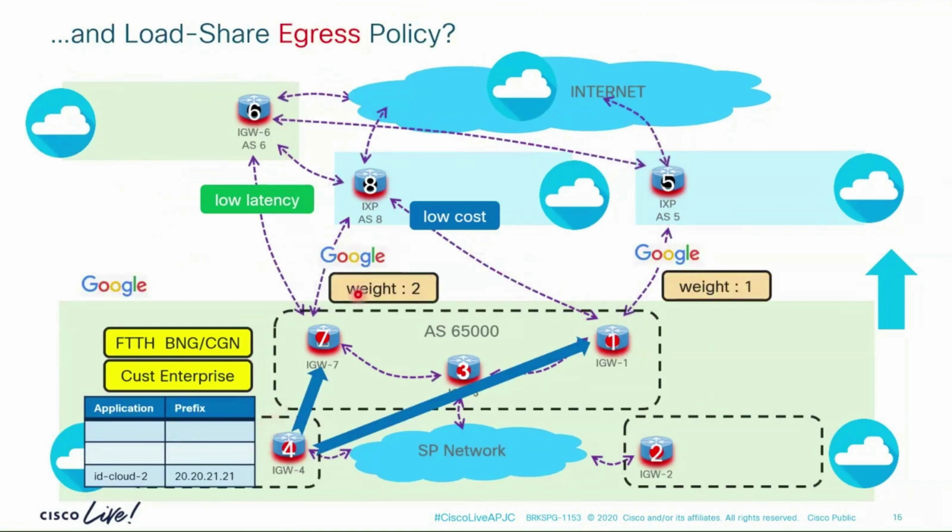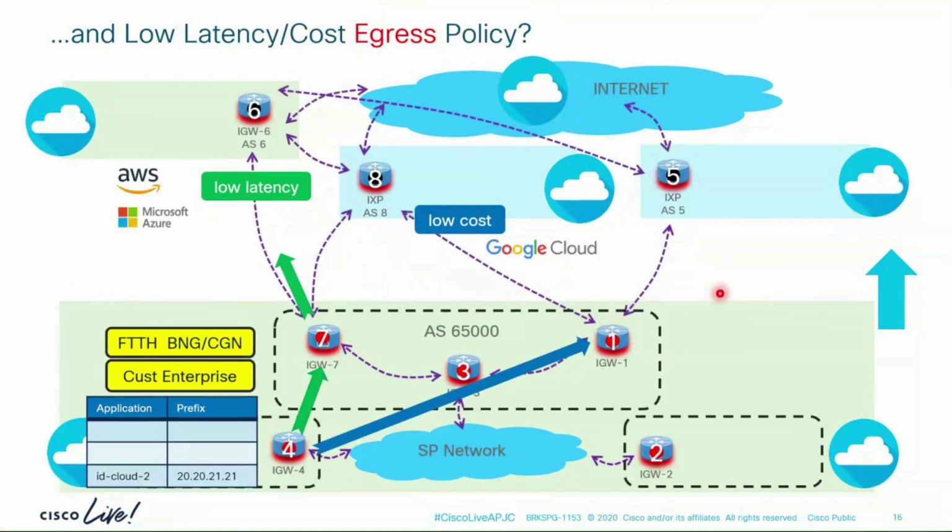Let's say any traffic towards Google, we would like to use this peer link from 7 to 8 and from 1 to 5 with different weight. This is 2 to 1. And also, we would like to leverage our low cost and low latency peer link only for certain internet applications or public cloud applications, right? And also for certain customers.